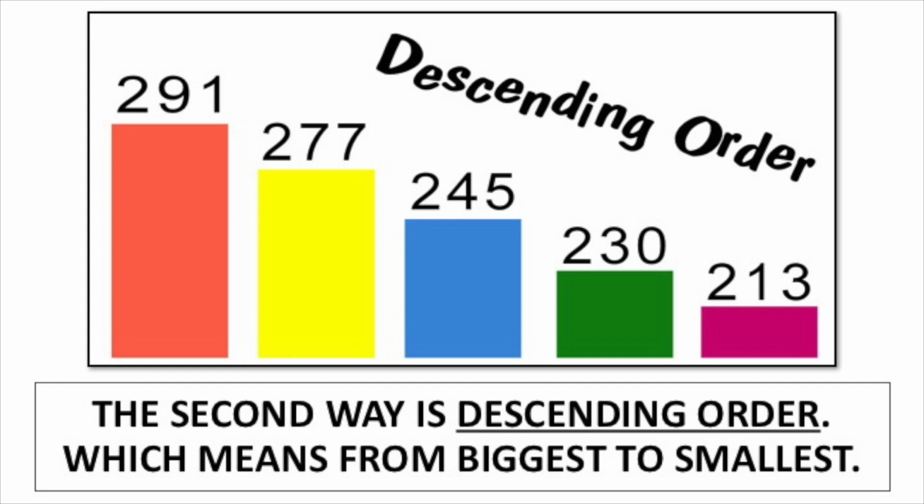Yes, here we can see we start with the biggest number. How many, guys? 291. And then our next, 277, and then 245. 230. 213. So you can see this way of ordering is to start with the biggest and then work our way down to the smallest. This is what we call descending order. Yes, ascending means going up and descending means going down.